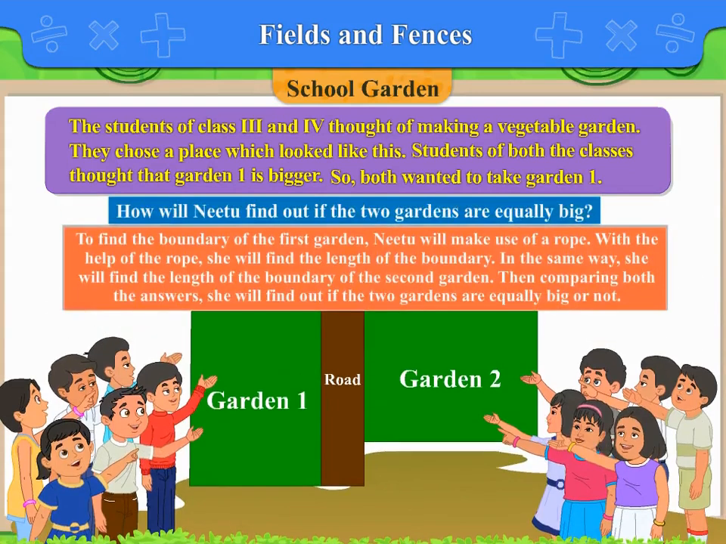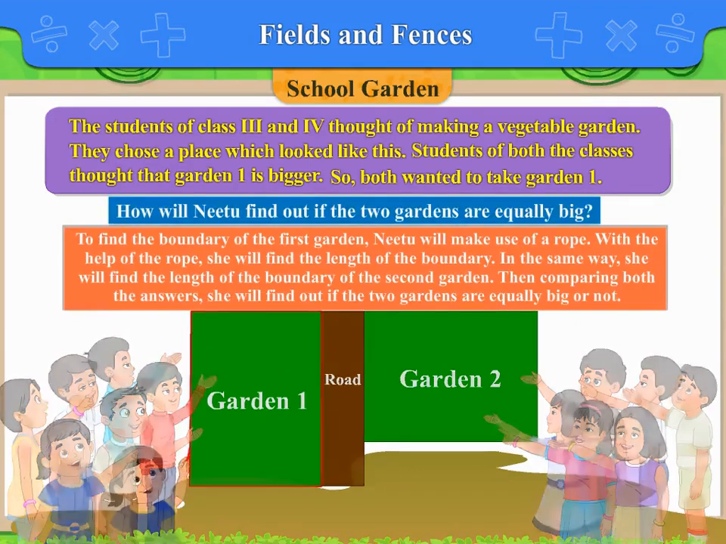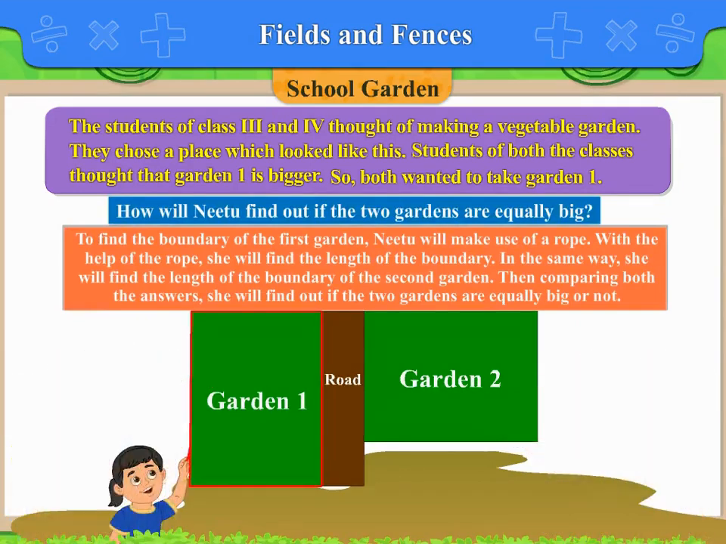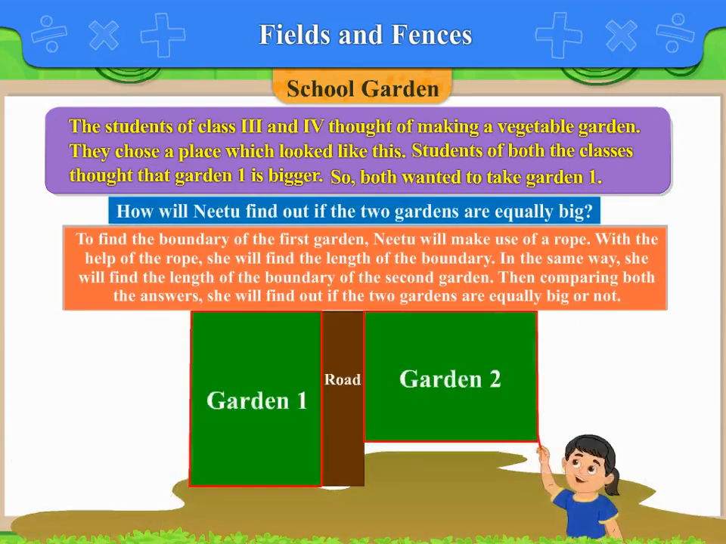To find the boundary of the first garden, Neetu will make use of a rope. With the help of the rope, she will find the length of the boundary. In the same way, she will find the length of the boundary of the second garden. Then comparing both the answers, she will find out if the two gardens are equally big or not.